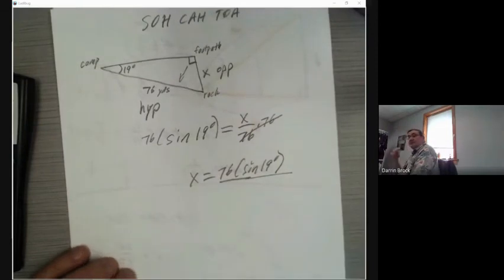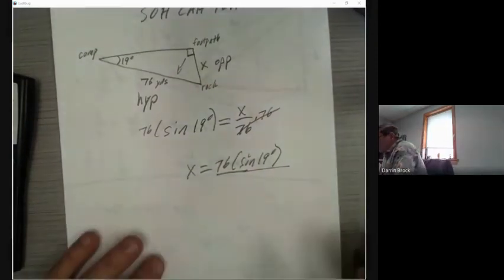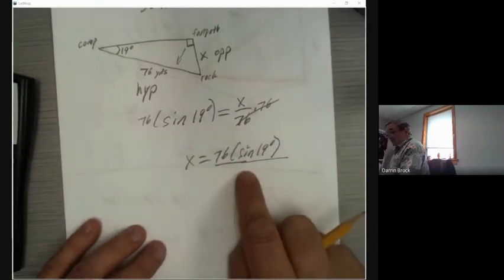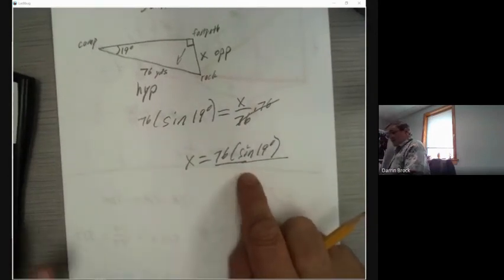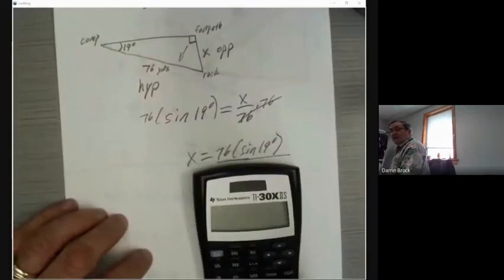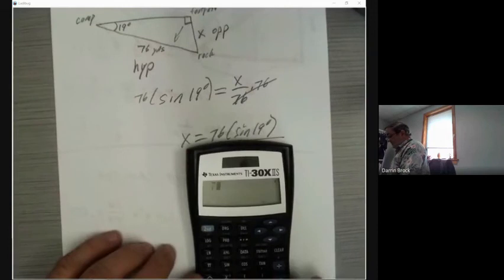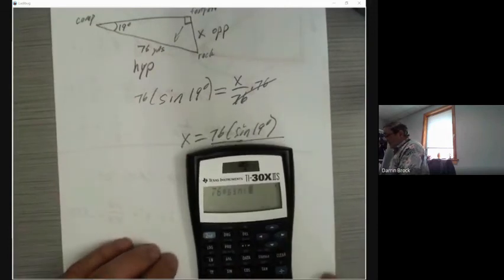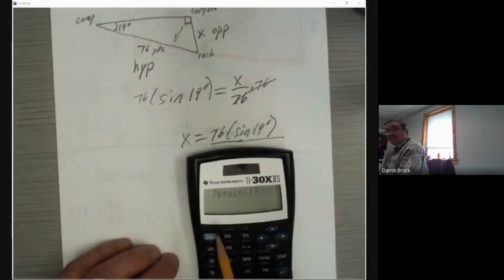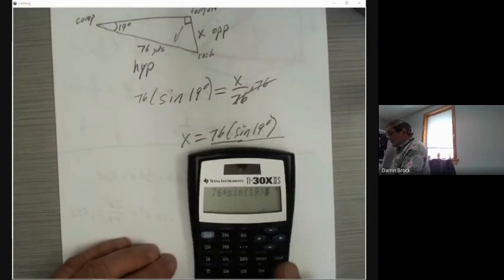That's what x equals. Now, does that help them know how many feet or how many yards to go off the footpath? Not yet. You can get a number with this because of our lovely calculator. We have our calculator that we can say, okay, what is 76 times the sine of 19 degrees? Now, here's one little important thing.